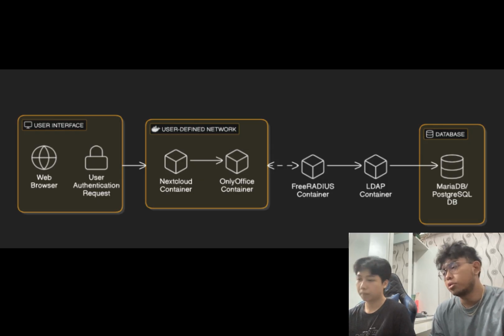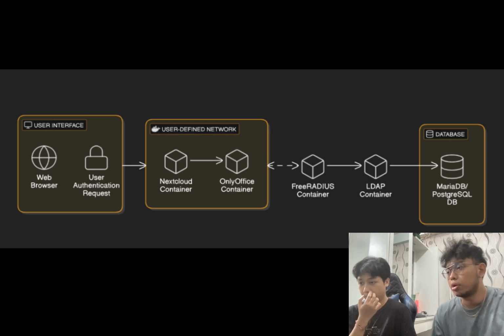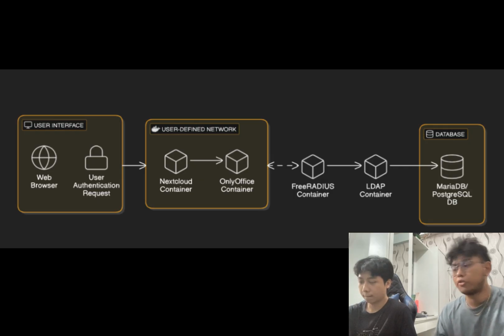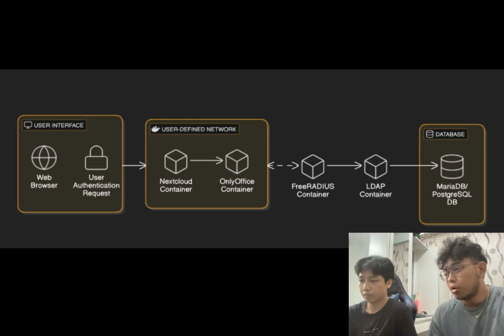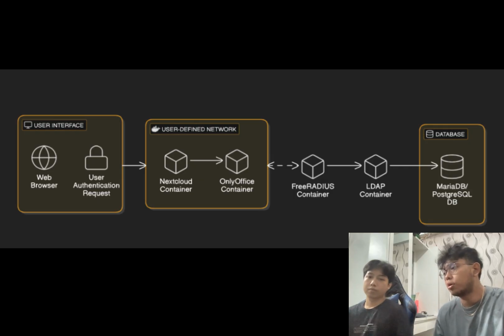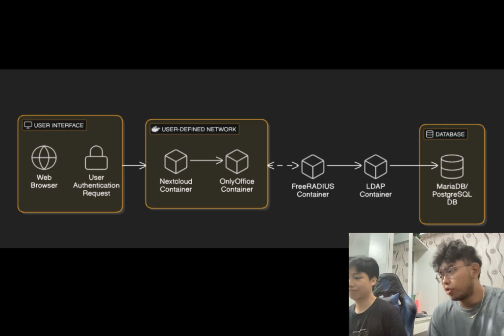It uses FreeRADIUS and LDAP for external user authentication and integrates with OnlyOffice for document collaboration. OnlyOffice runs in a separate container and interacts with Nextcloud over the Docker network. And the MariaDB or PostgreSQL database securely stores all application and configuration data. The dedicated Docker network ensures seamless and secure communication between services.